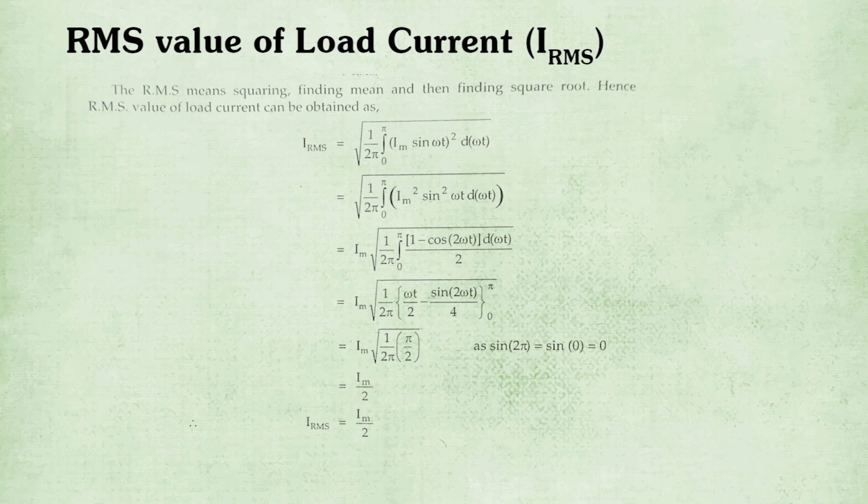Now, the RMS value of the load current is denoted by IRMS. RMS means squaring, finding the mean, and then finding the square root. Hence, the RMS value of the load current can be obtained as IRMS equal to square root of 1 upon 2 pi integration 0 to pi, Im sin omega t the whole square d omega t. So, the value will be equal to Im upon 2.